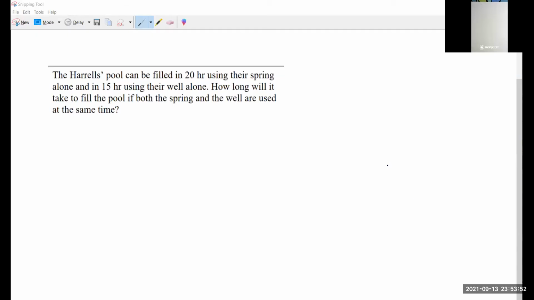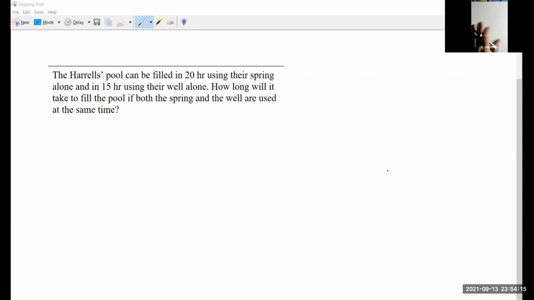Okay, I have this one. The Harrows' pool can be filled in 20 hours using their spring alone, and in 15 hours using their well alone. How long will it take to fill the pool if both the spring and the well are used at the same time?